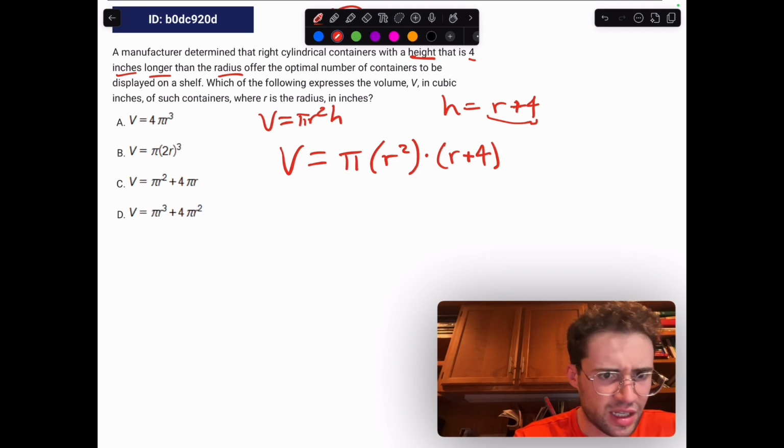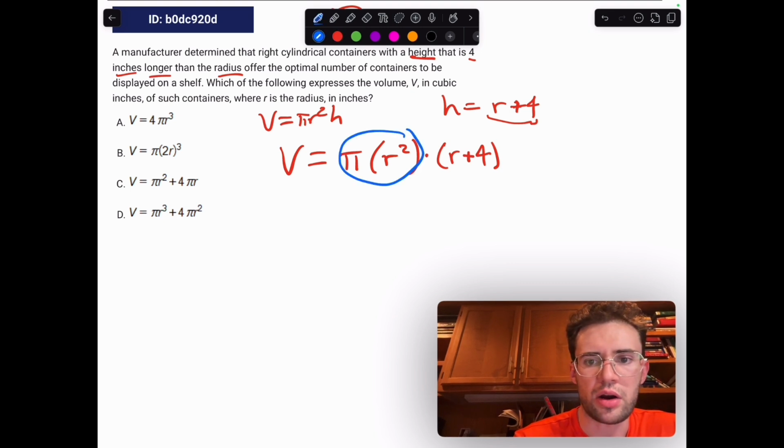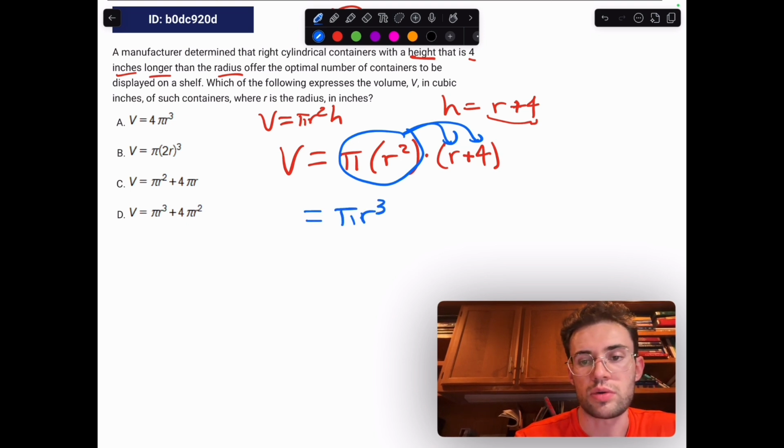And they don't have this specifically as an option, so it looks like we're going to have to distribute. So we're just going to distribute multiplying pi r squared to both of these terms. That gives us pi r cubed for the first one, r squared times r, plus pi r squared times 4 will give us 4 pi r squared.